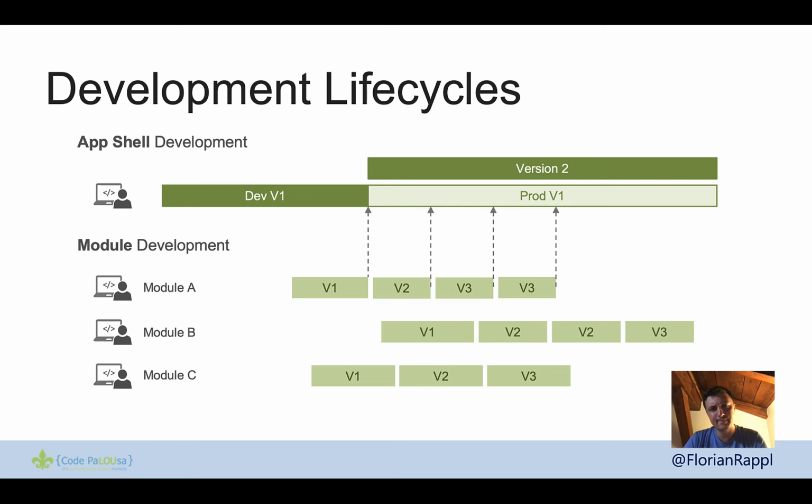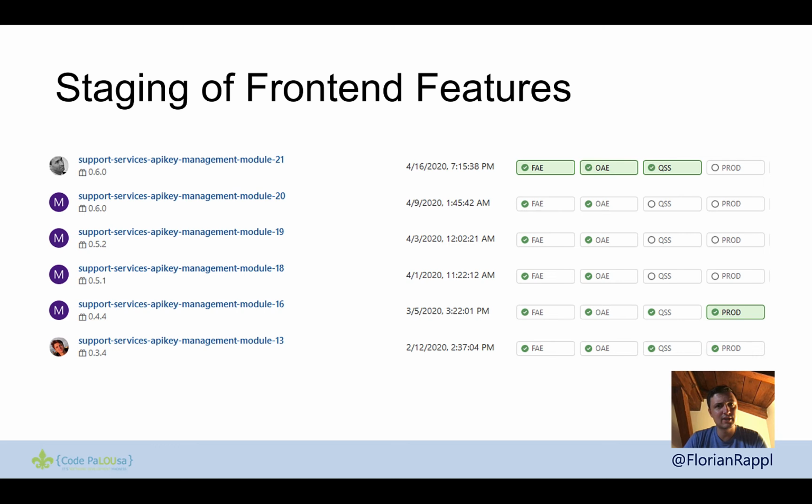That being said, the advantage of having such a system is exactly in the staging process. So you can now have different environments, like here shown, four environments, and you can have different versions, like here the API key management module of some support services frontend module. That's already in production version 16, but version 21, well, that's already in all the other environments.